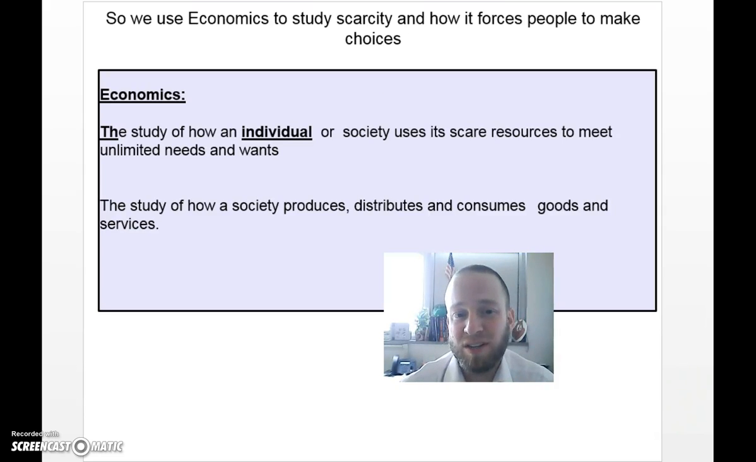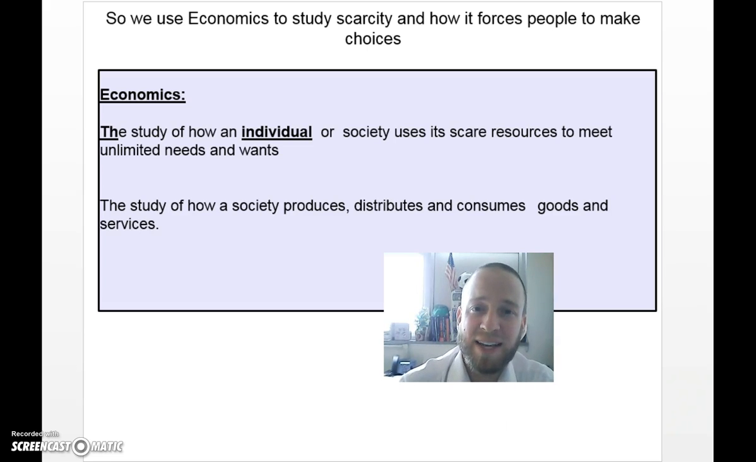Now on your note sheets, it wants you to record, what is the definition of economics? And you're going to have to be able to recall this from memory. So make sure you understand what it means when you're writing it down. Okay? We use economics to study this issue of scarcity and how it forces people into making decisions. Because if everything were unlimited, you'd never really have to make a decision over anything because you could just do it later. Or there'd be enough for everybody to go around.